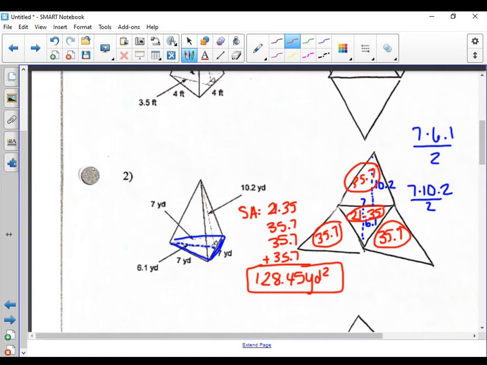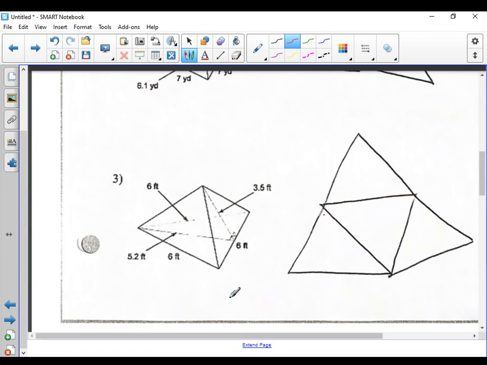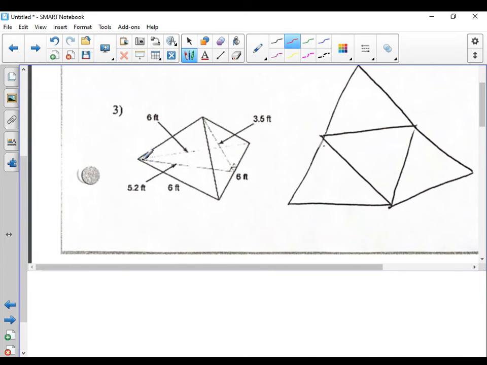We're going to do one more together. This one, remember, you want to focus on the bottom triangle first. The bottom triangle is usually different than the top triangle. So it has a base of 6 and a height, tells you right down here, is 5.2. I need to take 6 times 5.2 divided by 2, and I end up getting 15.6 for the bottom triangle. Base times height divided by 2.